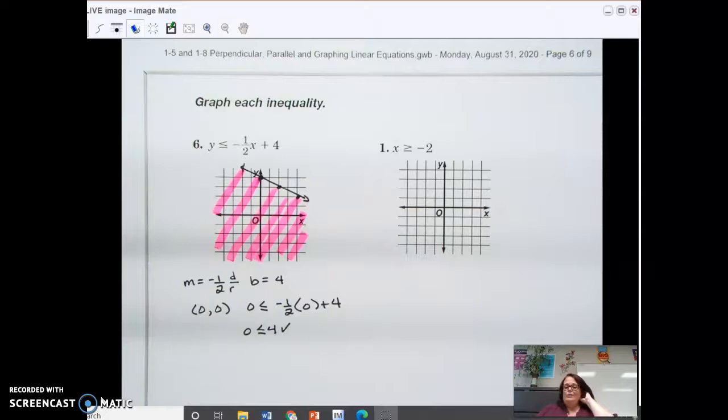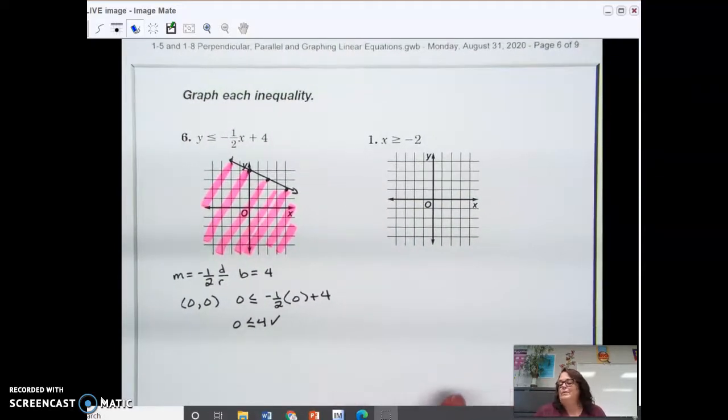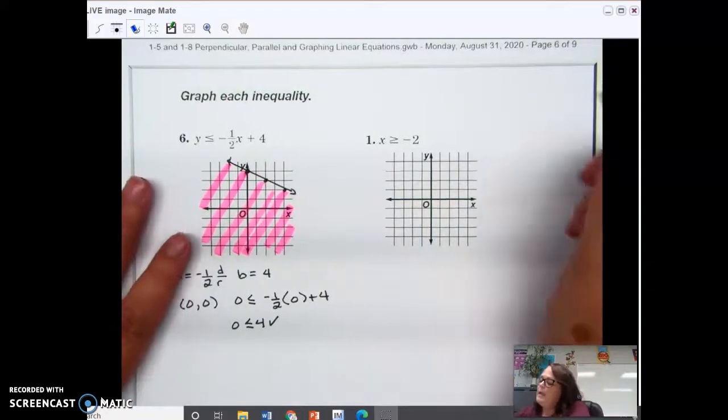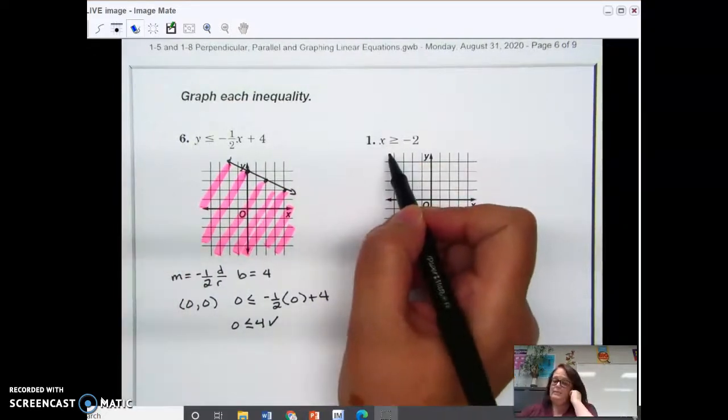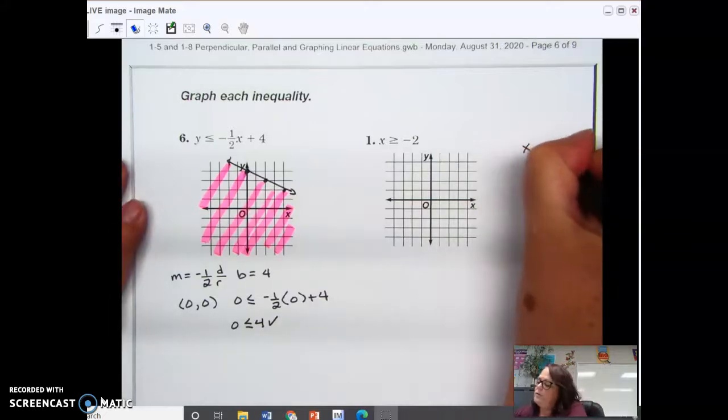All right, so if we take a look at question number 1, not only is it not in slope-intercept form, there is no way to put it into slope-intercept form. So we're going to have to do something different. So when you can't put it into slope-intercept form, it's actually not a function. And the only line that's not a function is a vertical line. So let's see how we would find that vertical line.